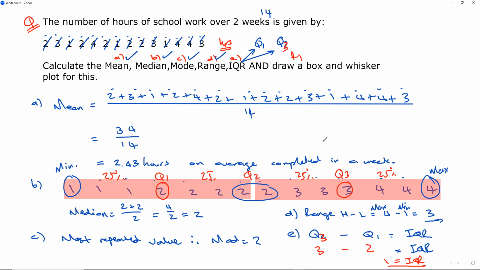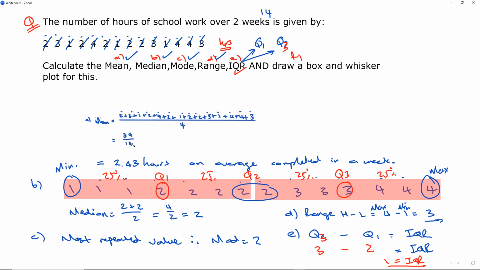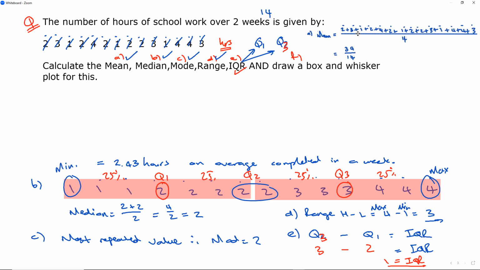From here, I've done my interquartile range. All I need to do now is draw my box and whisker plot. So I'm going to free up some space over here, and on here I'm going to draw my box and whisker plot. I'm just going to put the mean aside, bring it into a shrunk position, and place it over here.